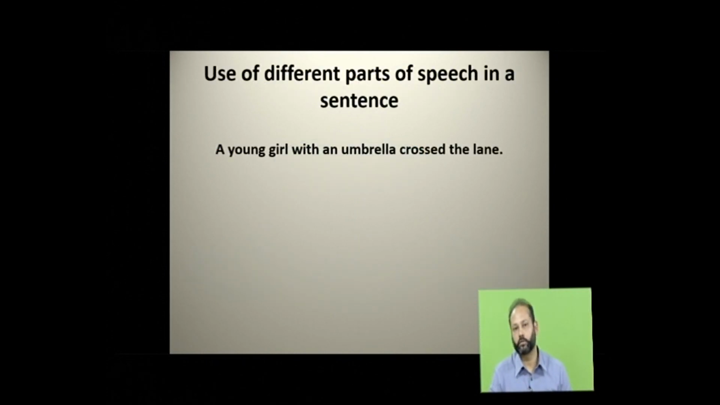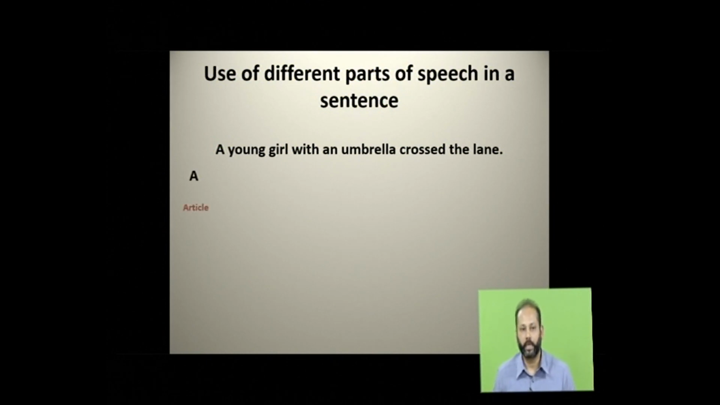Then we are going to understand the use of different parts of speech in a sentence now. Look at the sentence in front of you. A young girl with an umbrella crossed the lane. So now I will divide this sentence into three parts. What are those parts? First part was subject, second was verb, and third was object. Now can anyone of you tell which part is which here in this sentence?